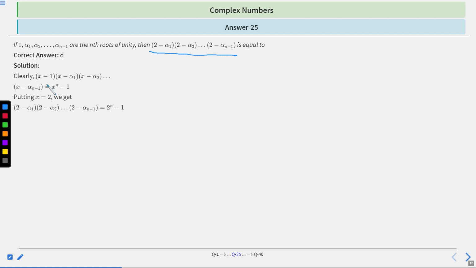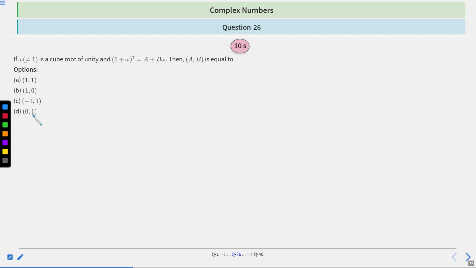So you can see that when we put x equal to 2, we are getting this part. So put x equal to 2, we will get 2 minus 1 is 1. Now 2 minus alpha 1 into 2 minus alpha 2 into till 2 minus alpha n minus 1 will be equal to, also in the right hand side we will put x equal to 2, so 2 to the power n minus 1. So I think the correct answer will be option D, right?